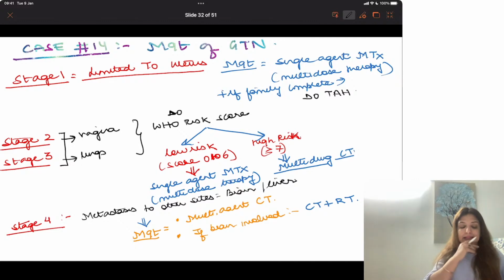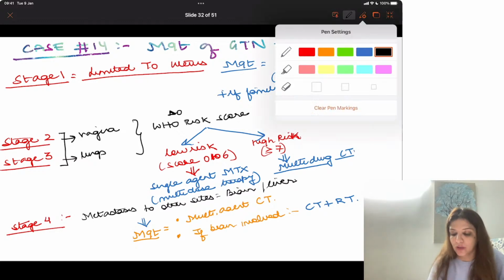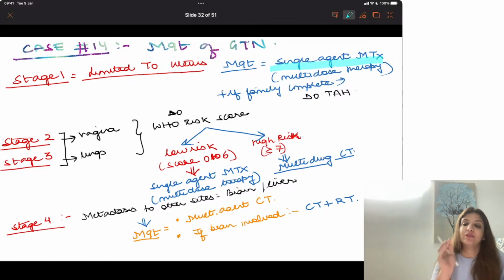Now, the next important case is management of GTN. Now, in management of GTN, again, you people have a lot of confusion. Please remember, stage 1 GTN means that GTN which is limited to the uterus. And if they ask you what is the management of stage 1 GTN, you have to give a single agent drug, and that is methotrexate.